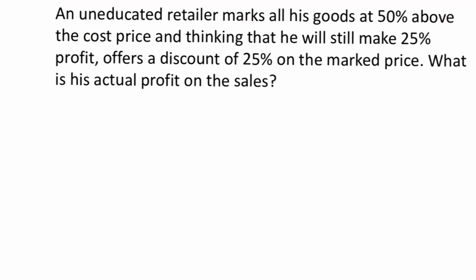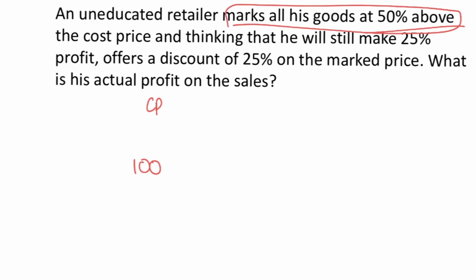An uneducated retailer marks all his goods at 50% above the cost price. Thinking that he will still make 25% profit, offers a discount of 25%. What is his actual profit on the sales? An uneducated retailer marks his goods 50% above the cost price. See, none of the prices are given, so I assume cost price as 100. He marks all his goods 50% above. If he marks 50% above, it is 150%. Now it is market price.